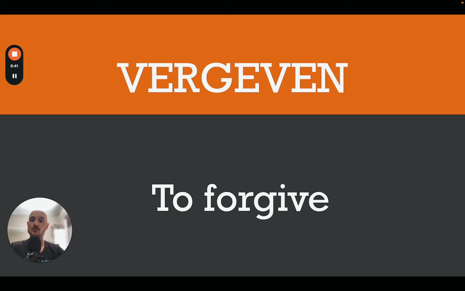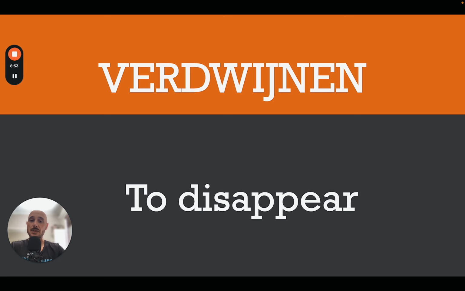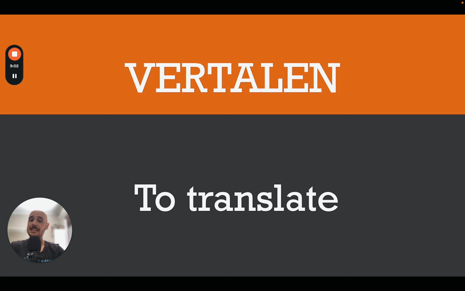Vergeven is to forgive. We continue, and if you want to connect something, or for instance, if you want to connect to the internet, to the Wi-Fi, then you will say verbinden. Verbinden is to connect. Then to disappear, it's completely different than English, is verdwijnen. Verdwijnen is to disappear. Right? And then to translate is vertalen. Vertalen, to translate from English to Dutch, as we're doing right now, that would be vertalen.